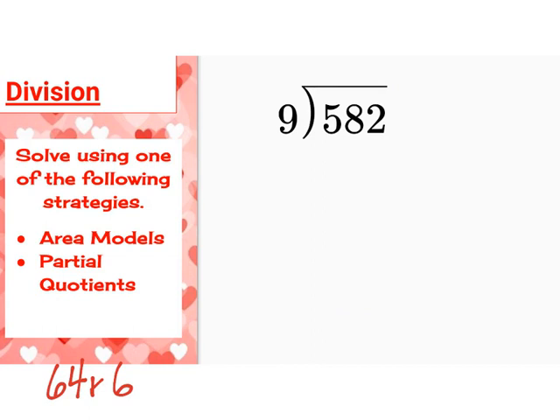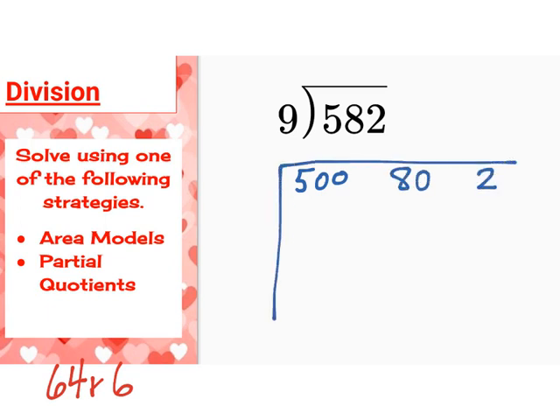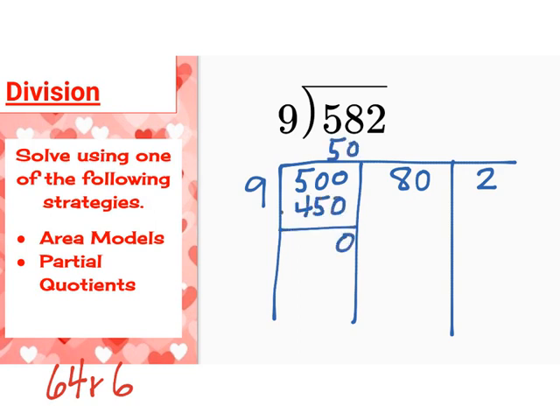All right, if you do not use the area model, you can kind of fast forward to the next slide. All right, here we go. So we have 580 and 2, and those go inside my box. Okay, so I know that 9 times 50 equals 450, because I did that before.